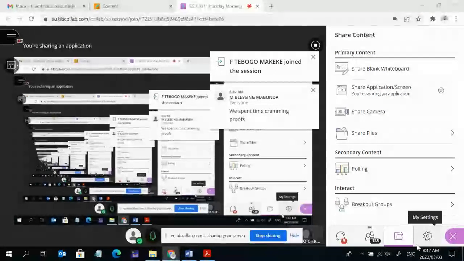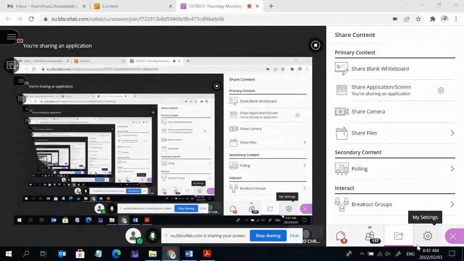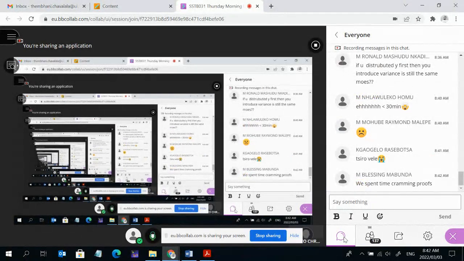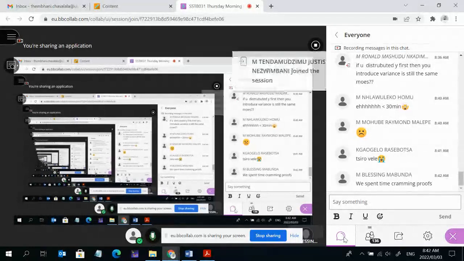Don't memorize. Don't cram the proofs. I'm not going to repeat those proofs as well, but the procedure is the same. You must know why we are doing this, why we are doing that.